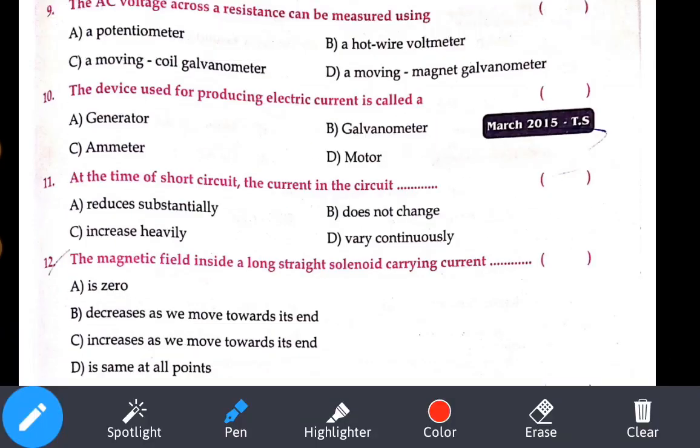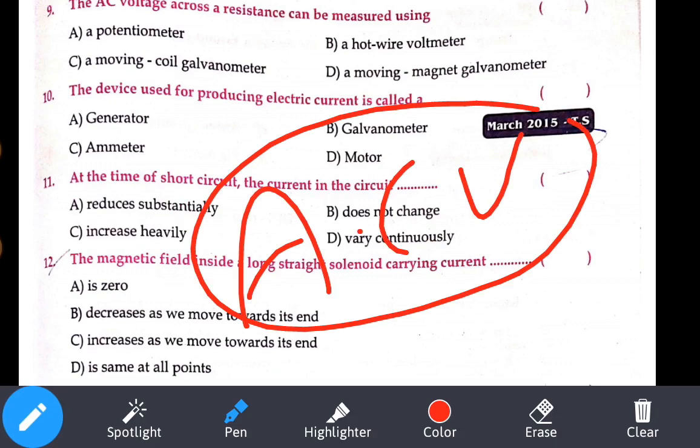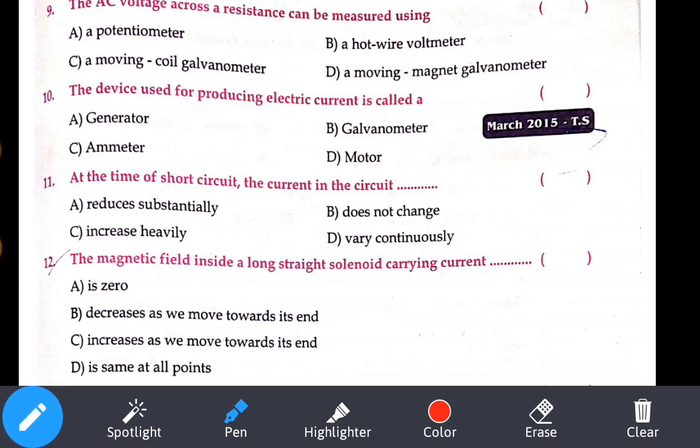The AC voltage across the resistance can be measured by using what? Voltage is measured using a voltmeter only. If you observe here, the first one they have given is potentiometer. Potentiometer is an instrument that is used to measure the DC. Now, hot wire voltmeter. What is this hot wire, sir?